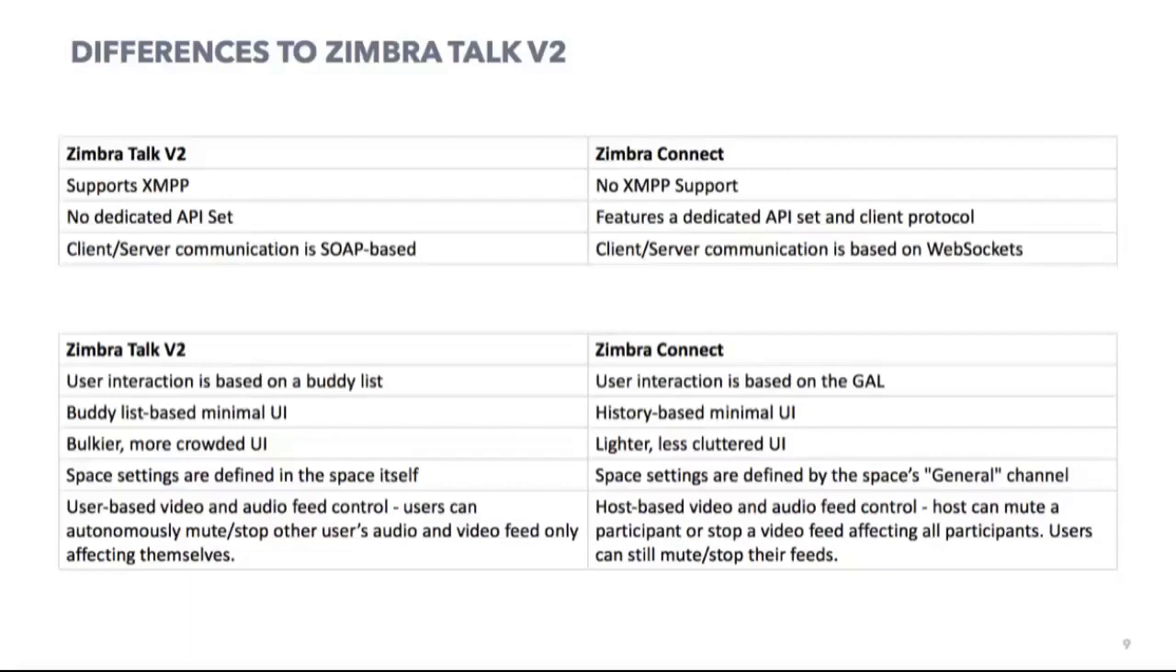In previous versions of Talk, there was no real API set, whereas now we have a dedicated API set. So potentially there's scope for integration and so on. Whereas Talk was SOAP based, this is WebSockets. Then some other things, how the user interaction is done. So user interaction is done in Connect more around the GAL rather than buddy lists. So in Talk, you had to build up your buddy list, whereas it's now based on the global address list within there.